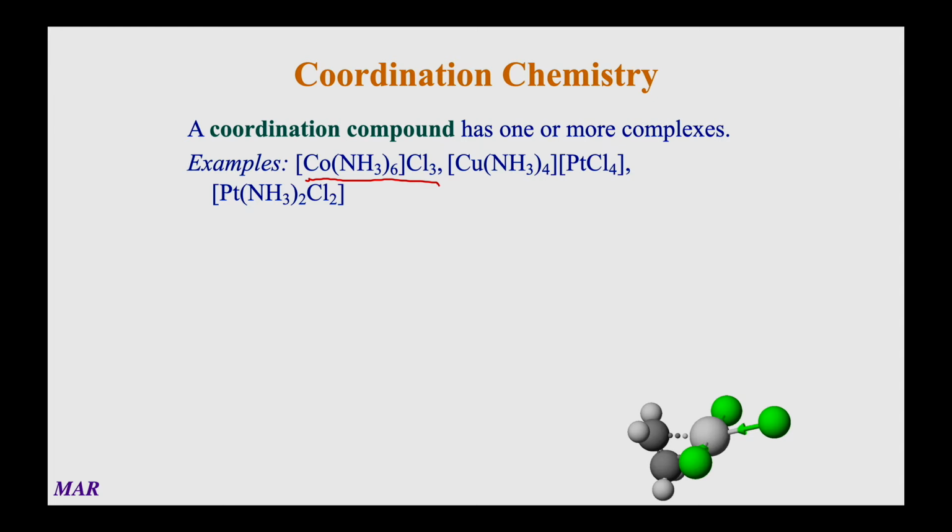The second one has 2 complex ions. This is a copper with 4 ammonias around it, and this is a platinum with 4 chlorides around it. The first square brackets with the copper, that's the positive cation. The second square brackets with the platinum, that's the negative anion. But they come together 1-to-1. The whole thing is neutral. It's a coordination compound. And the next one is the same thing as well.